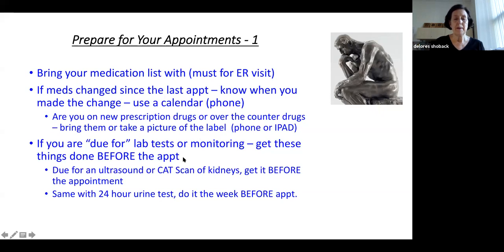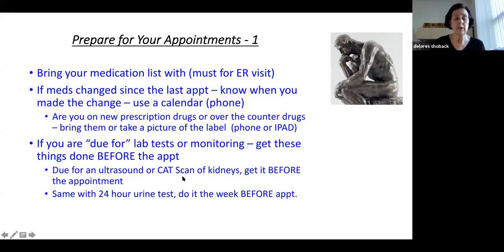I was so happy on Wednesday. A mom brought her 2 daughters and they had gotten their lab tests that morning. So everything we looked at, they both had hypopara. Everything we looked at was like 2 hours old. It was wonderful. We knew exactly what was going on, how they felt, and what their lab tests looked like. So it's wonderful. And then if you're due for an ultrasound, get it before the appointment, okay?